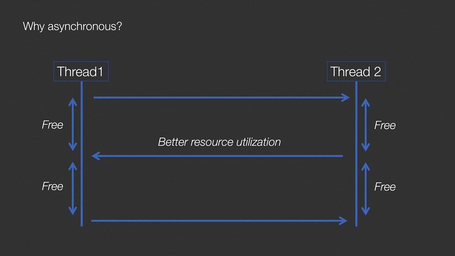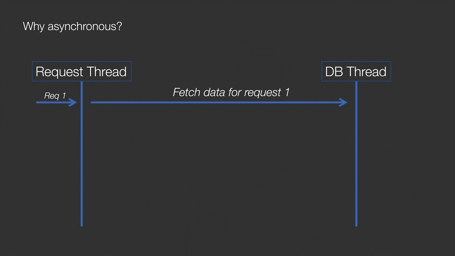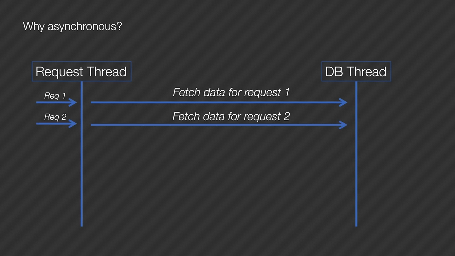Now, if we take a look at a more real-world example where we got a web application with one request thread and one database thread, the request thread basically takes care of accepting requests from the HTTP client, and the database thread takes care of the communication with the database. So we get a request, the request thread takes it, and then it dispatches the request to the database thread to fetch some data for that request. So let's say that the second request comes by and we have an asynchronous programming model in the web framework. So the request thread dispatches the request to the database thread to fetch data for the second request as well.